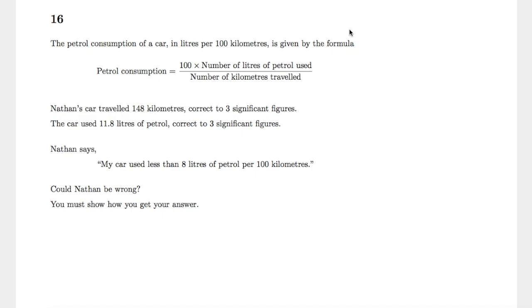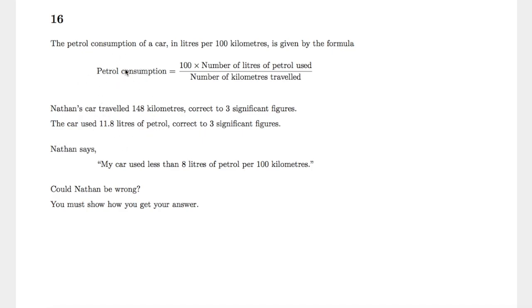Question 16 says the petrol consumption of a car in litres per 100 kilometers is given by the formula petrol consumption equals 100 times the number of litres divided by the number of kilometers travelled. Nathan's car travelled 148 kilometers, correct to 3 significant figures. The car used 11.8 litres of petrol, correct to 3 significant figures. Nathan says, my car used less than 8 litres of petrol per 100 kilometers. Could Nathan be wrong? You must show how you get to your answer. So he's saying that it uses less than 8 litres of petrol, and what we need to do is to show that he could be wrong or right.